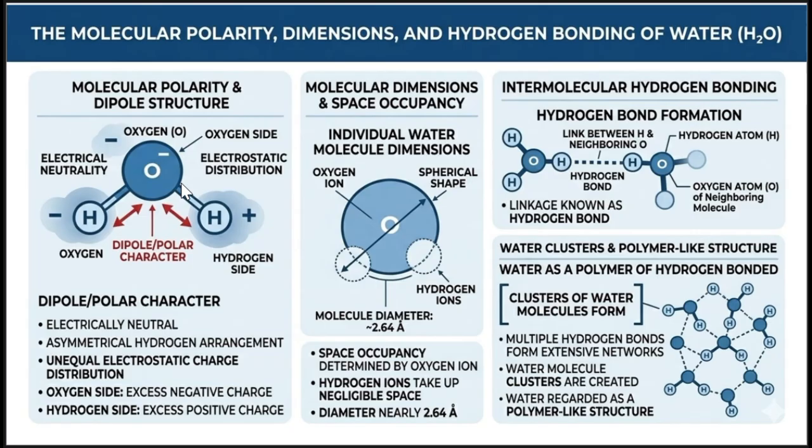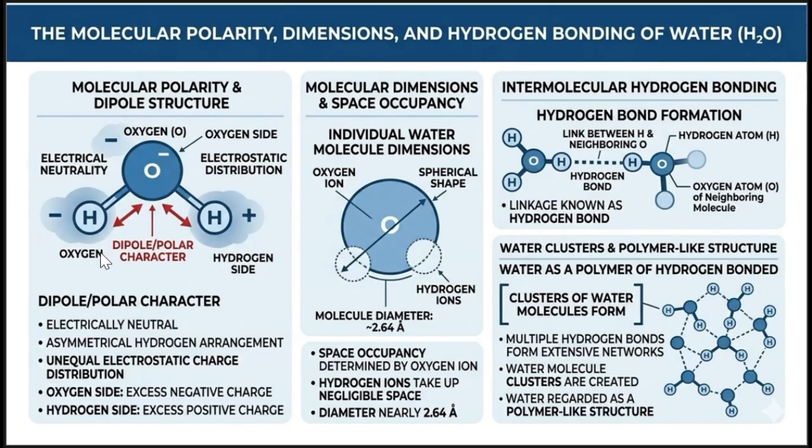Some molecules like SO4 will have an overall charge of minus 2. That means sulfate. SO4 means sulfate, but water is electrically neutral, that means its charge is 0. But it is asymmetrically arranged. That bent shape will make an unequal distribution of electrostatic charge in the water molecule. That means on the oxygen side there will be excess negative charge, while on the hydrogen side there is excess positive charge.